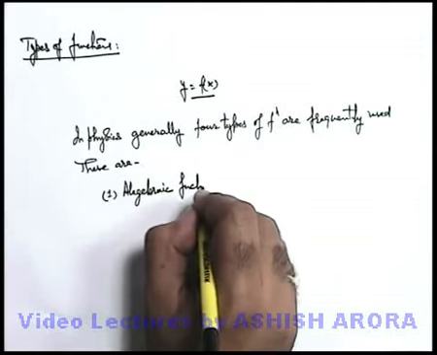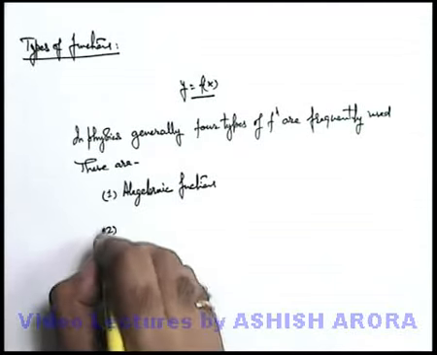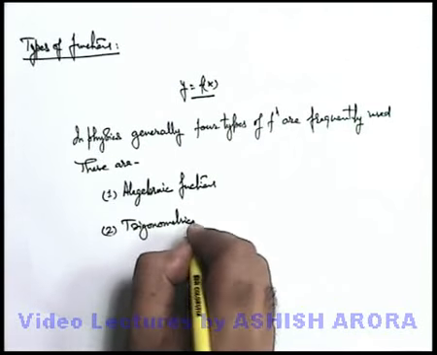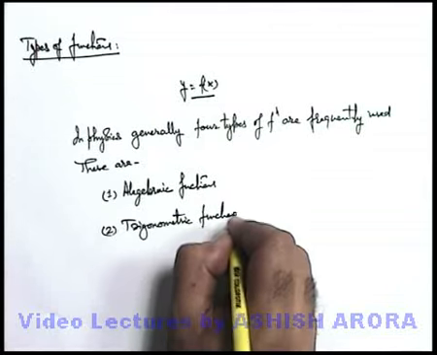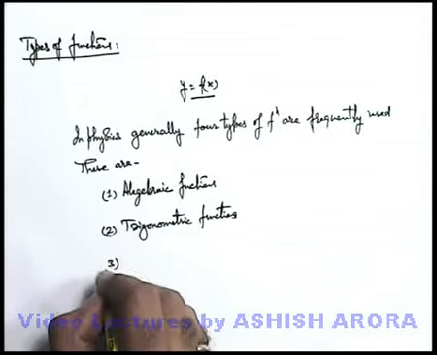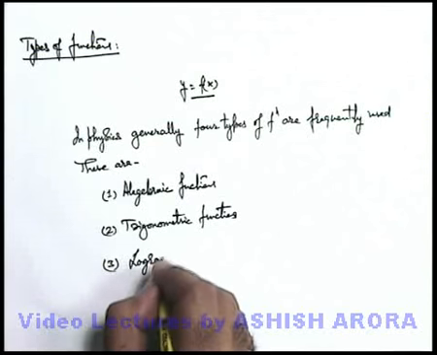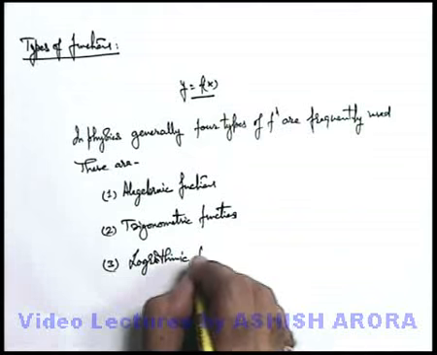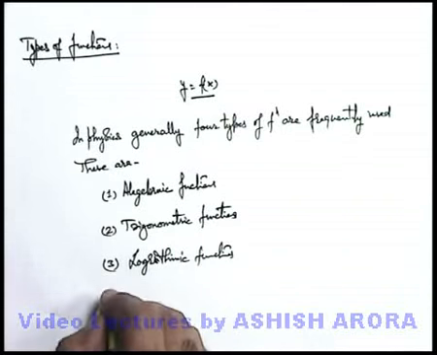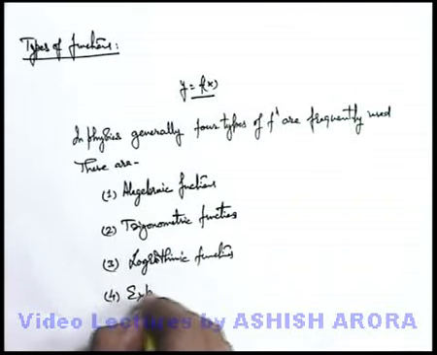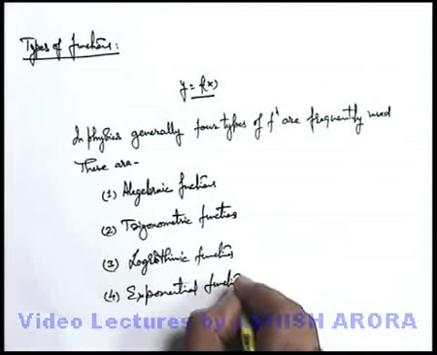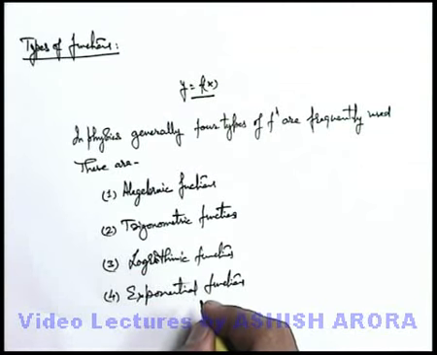algebraic functions, number 2 is trigonometric functions, number 3 is logarithmic functions, and number 4 is exponential functions. These are the 4 functions which are frequently used in physics.